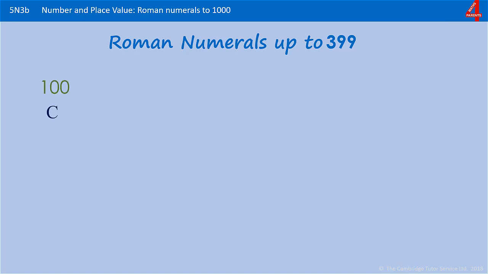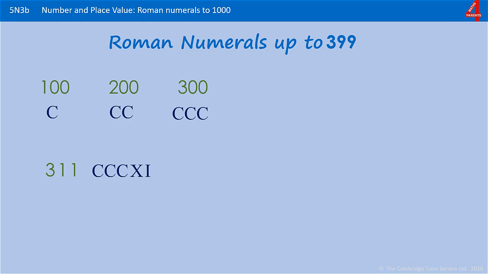100 is C. 200 and 300 follow the same pattern as 2 and 3 and 20 and 30. So 200 is 2 C's and 300 is 3 C's. Then when we want to represent 310, we simply add 10 onto the 300. 311, we'll add another 1 onto 310. So we're using the same pattern as we used for numbers up to 100.